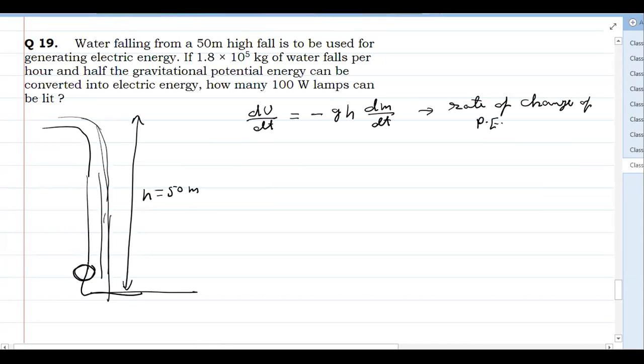Suppose we have a turbine here. That turbine is used to convert this loss of energy into electrical power. So half of this loss is being converted into electrical power. So the electrical power is the loss of which energy? The potential energy. The electrical power generated will be half of this, because it is half of the gravitational potential energy. We take only the magnitude here, since this is a decrease of potential energy.